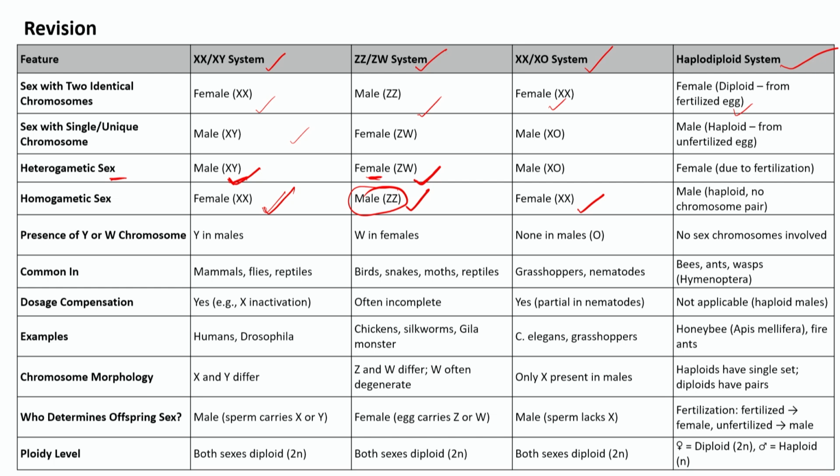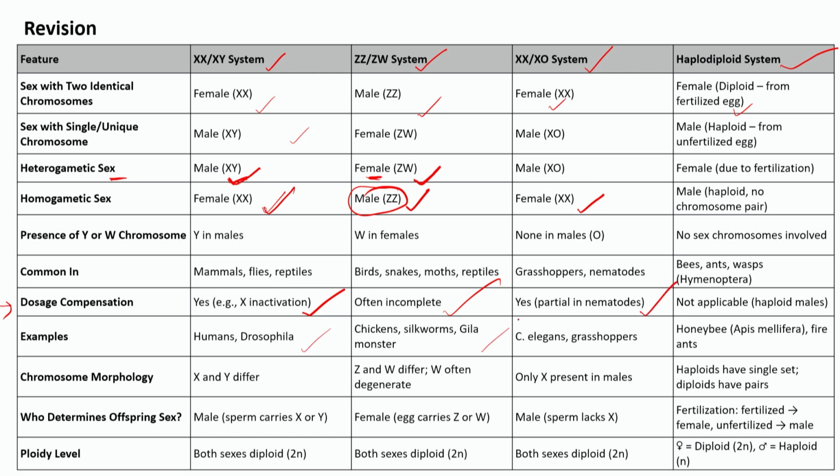This is easy to remember, no confusion, right? And then the presence of Y and W chromosomes. Now you know that W chromosomes are present in the ZW system. And dosage compensation, I will discuss it in a later class, but just so that you are aware, it is present in the XY system. In Drosophila, it is a hyperactivation of the X chromosome, we will discuss it. In the ZW system, it is often incomplete, and in nematodes, it is partial.